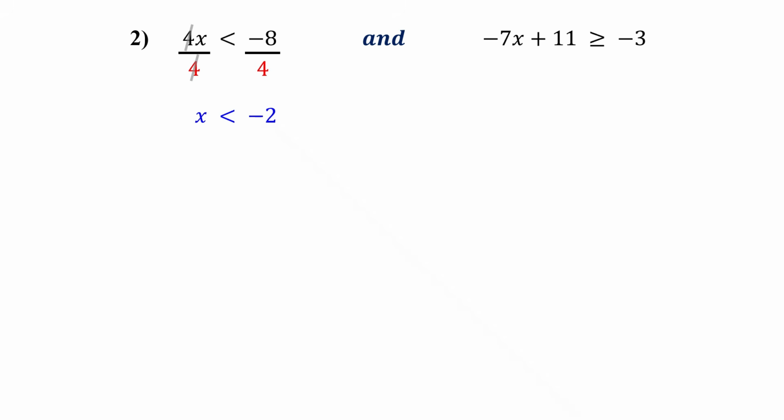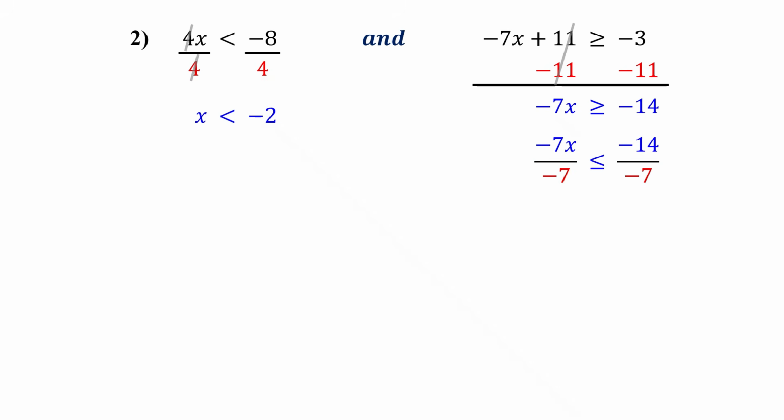Now for the second one, first isolate -7x by subtracting 11 from both sides. On the left, the 11's cancel out, leaving -7x. On the right, -3 minus 11 is -14. Now to get x by itself, divide both sides by -7. But remember, whenever you divide or multiply both sides of an inequality by a negative number, you must flip the inequality sign. Here, greater than or equal to flips to less than or equal to.